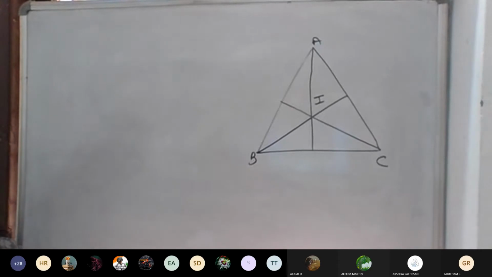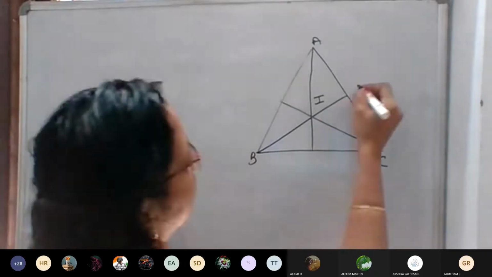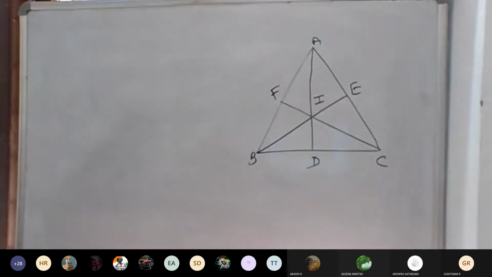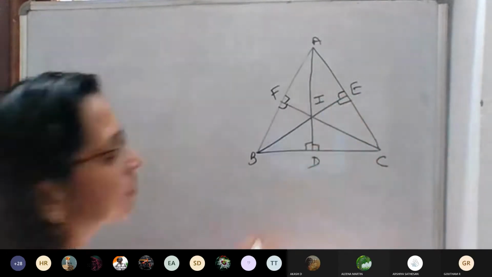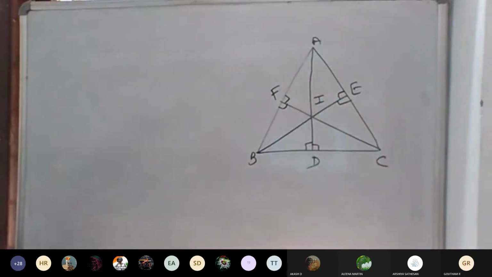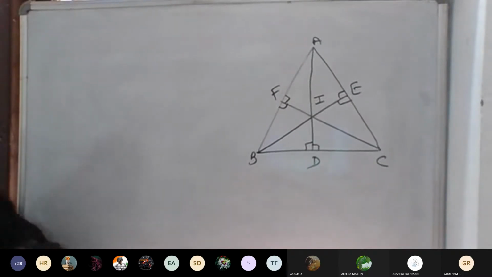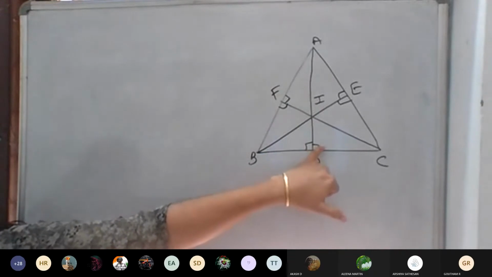We have to prove IA is equal to IB is equal to IC. So how can we? Any idea? Let it be D, E, F. So these are 90 degrees. Then just think of what are the things we have to find out and what we have to prove. Think at AD, what are the things given? Write down. AD perpendicular to BC.